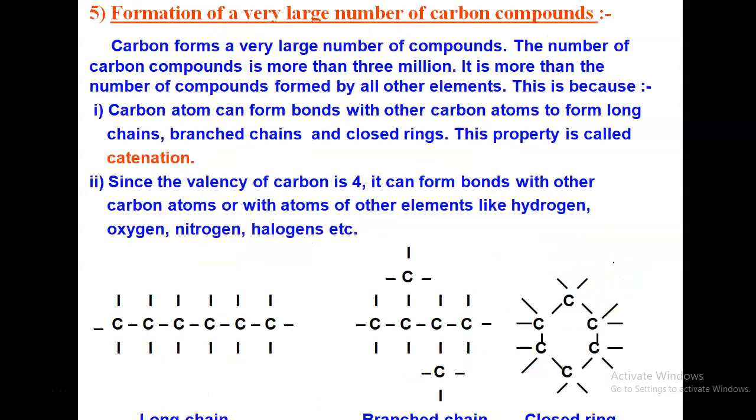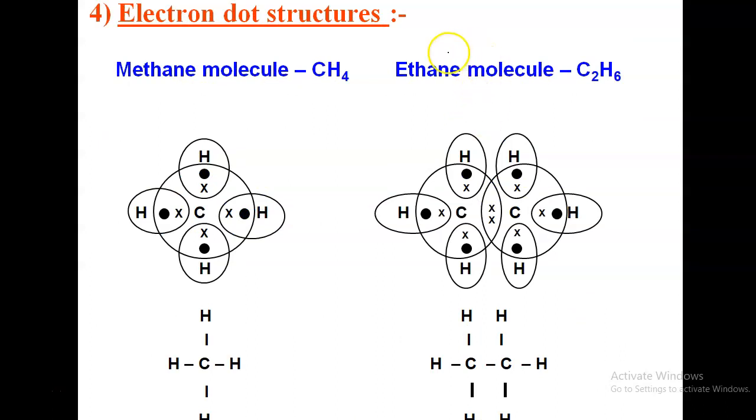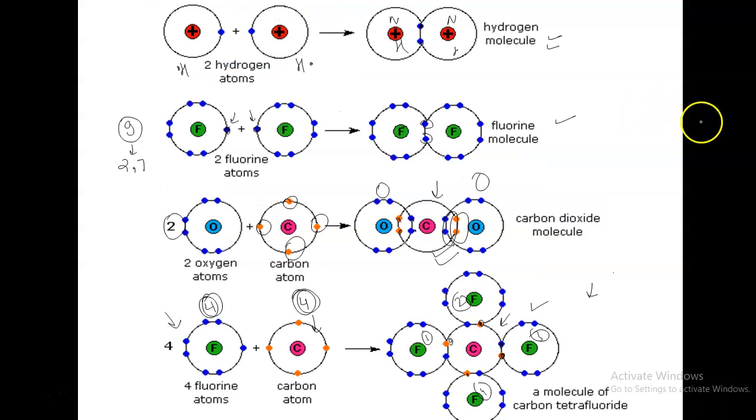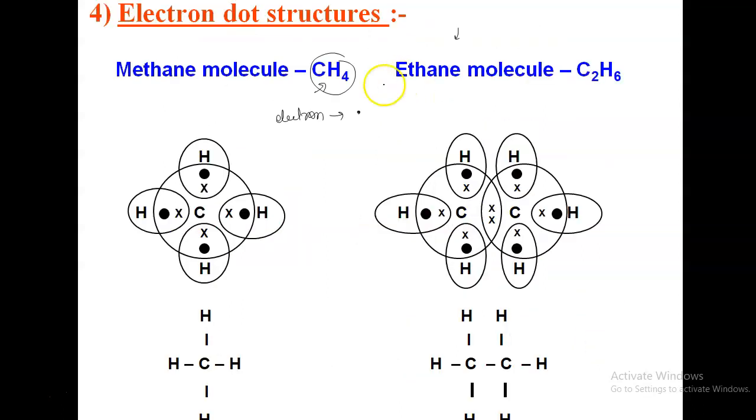Got it? Now see the electron dot structure. Methane molecule CH4. CH4 is an example of electron dot structure. In electron dot structure, we basically represent electrons in the form of dots. Okay, see, here is CH4. In the previous slide, I have told you how carbon tetrafluoride is formed. Now we are going to study how CH4 molecule is formed.